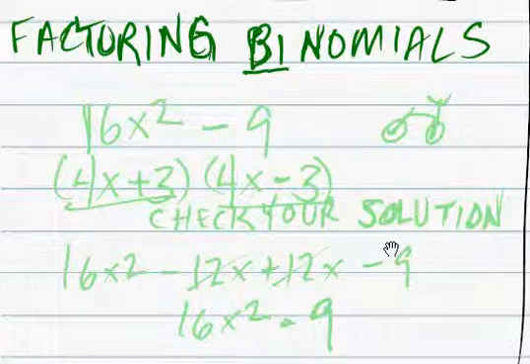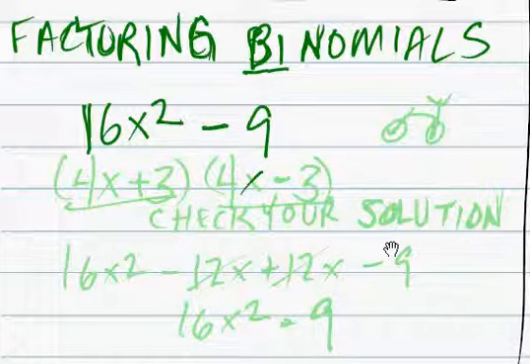Alright, let's try something like 16x to the second minus 9. Now, don't be freaked out by this, because we're just going to, again, be factoring a two-part binomial, much like our bicycle. It has two parts, right? So there's our bicycle, there's our binomial.